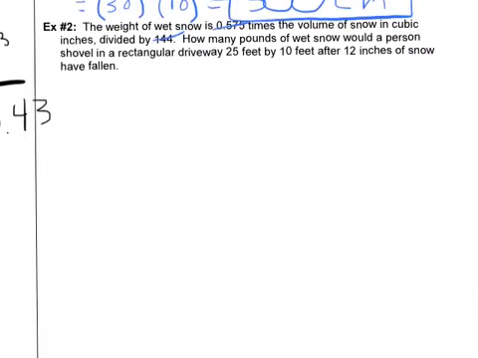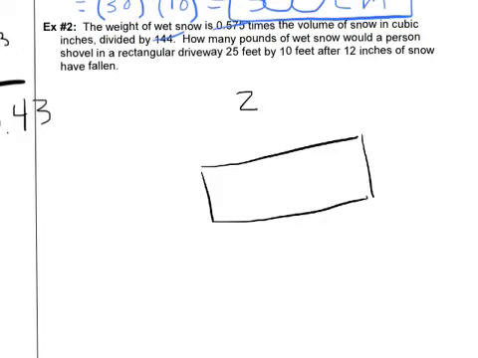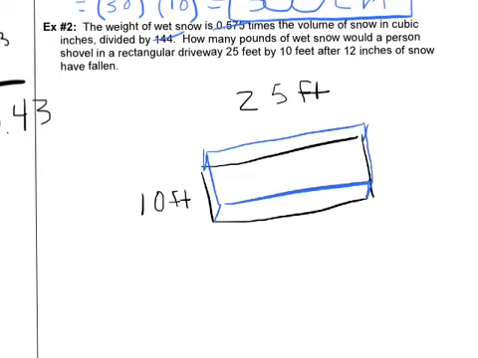So let's go back. Let's do our driveway here. Say I have a driveway like this, and let's say this is 25 feet, and we'll say this is 10 feet, and we know that it's got 12 inches of snow on there. So we'll say this is like a rectangular prism with a height of 12 inches. Well, before we can find volume, we have to convert to inches, because we want cubic inches, it says. And this says that it's 25 feet, and this says that it's 10 feet. So the actual inches would be 25 times 12, which is 300 inches. And 10 times 12 is 120 inches.